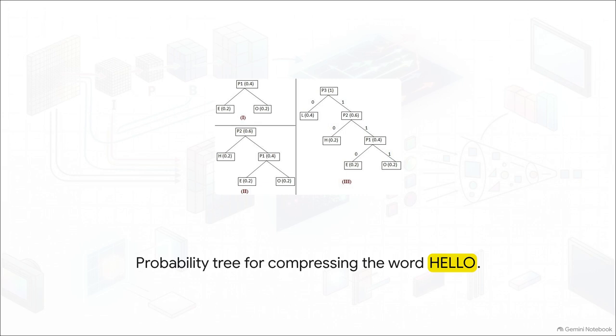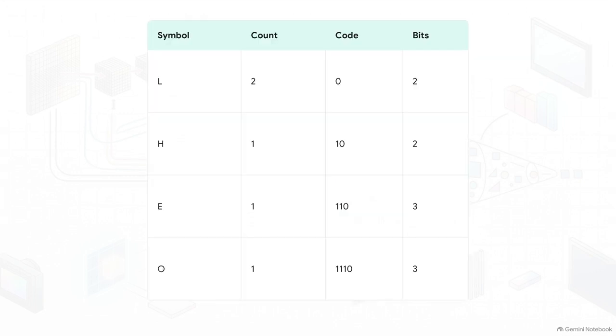So it groups those 2 L's together near the top of the tree. This guarantees they get the shortest possible binary code for maximum efficiency. When we look at the final math for hello, the letter L only takes up 2 bits of space, while the rarer letters take 3.